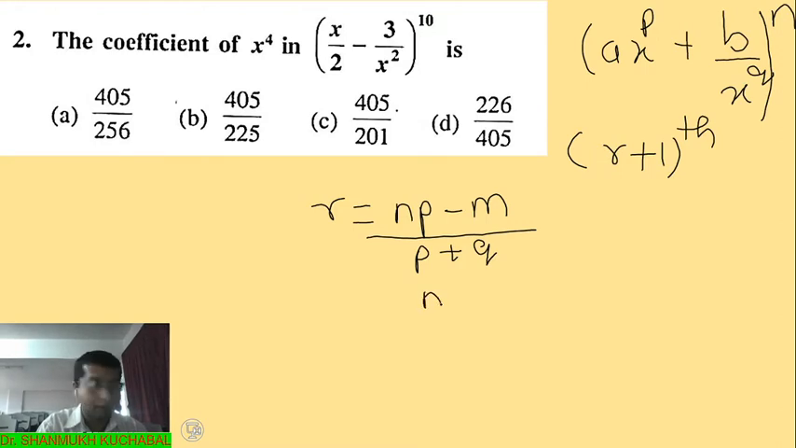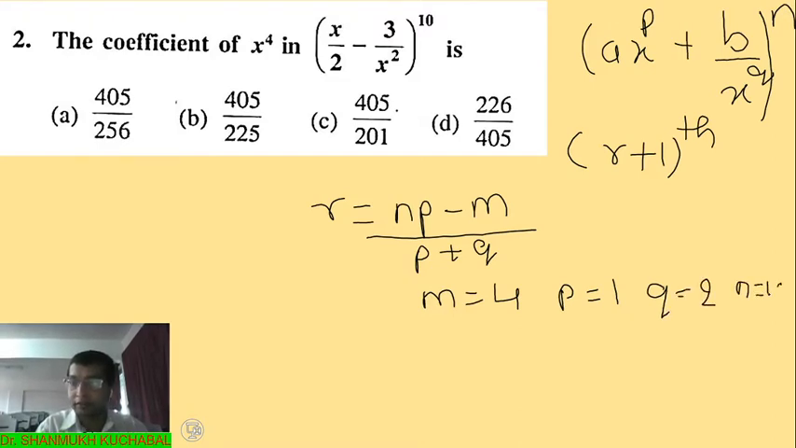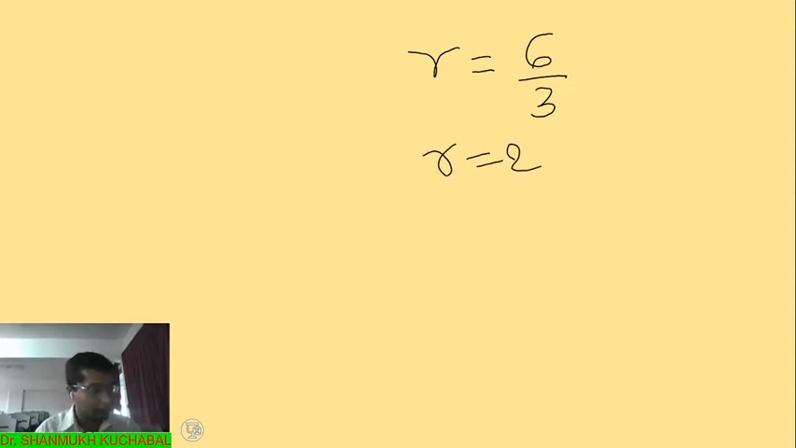M equal to 4, right, because x raised to 4. P equal to 1, the x power of the first term, q equal to 2, the x power of the second term, and n, the number of terms, is n equal to 10. All of these values we have to substitute. We get r equal to (10 into 1 minus 4) divided by (p plus q, 1 plus 2). So if you simplify, r equal to 6 by 3, or else the value of r equal to 2. Therefore r equal to 2.